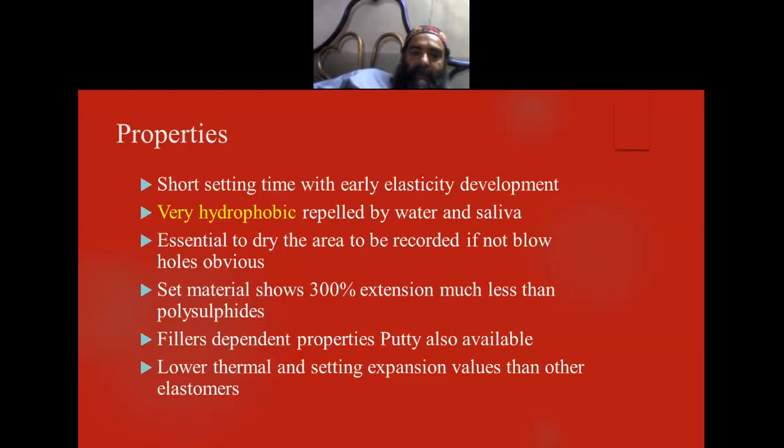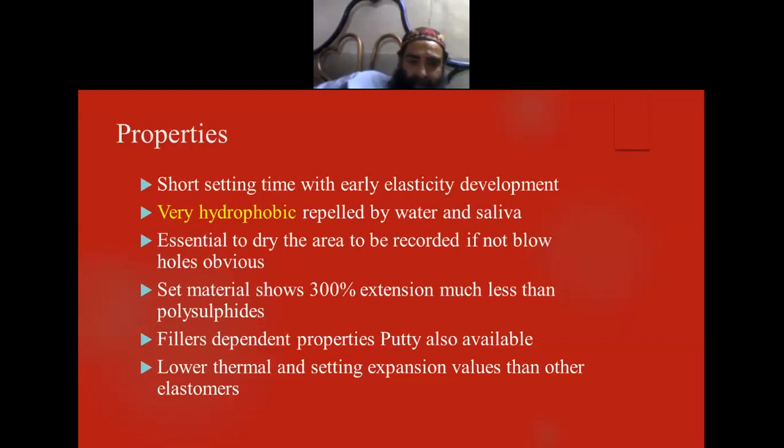Now the set material shows 300% extension, which is much less than polysulfides. So what is the extension which polysulfides give us? Now I have explained; now it's your turn to remember that. Filler dependent properties. Obviously, putty consistency, that is 0, is also available. Filler dependent properties explained already.